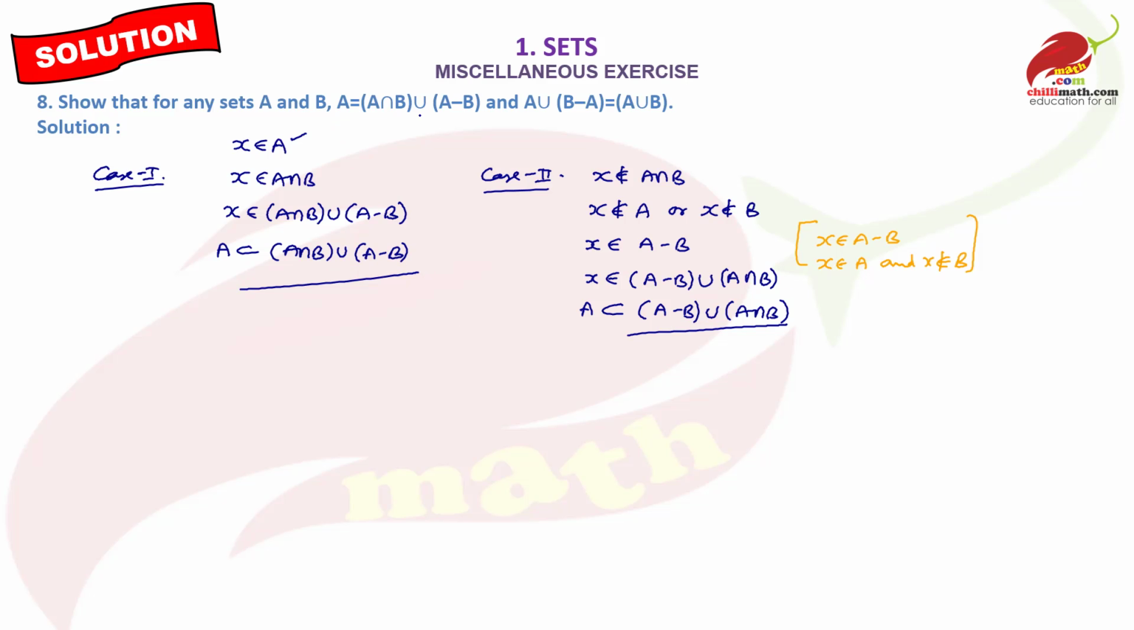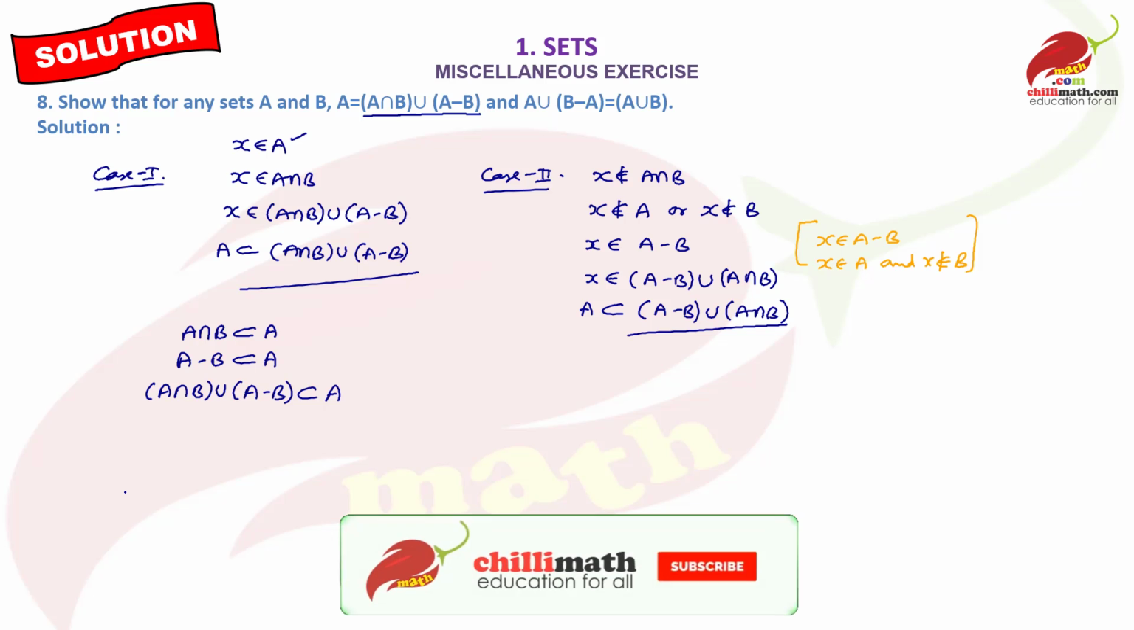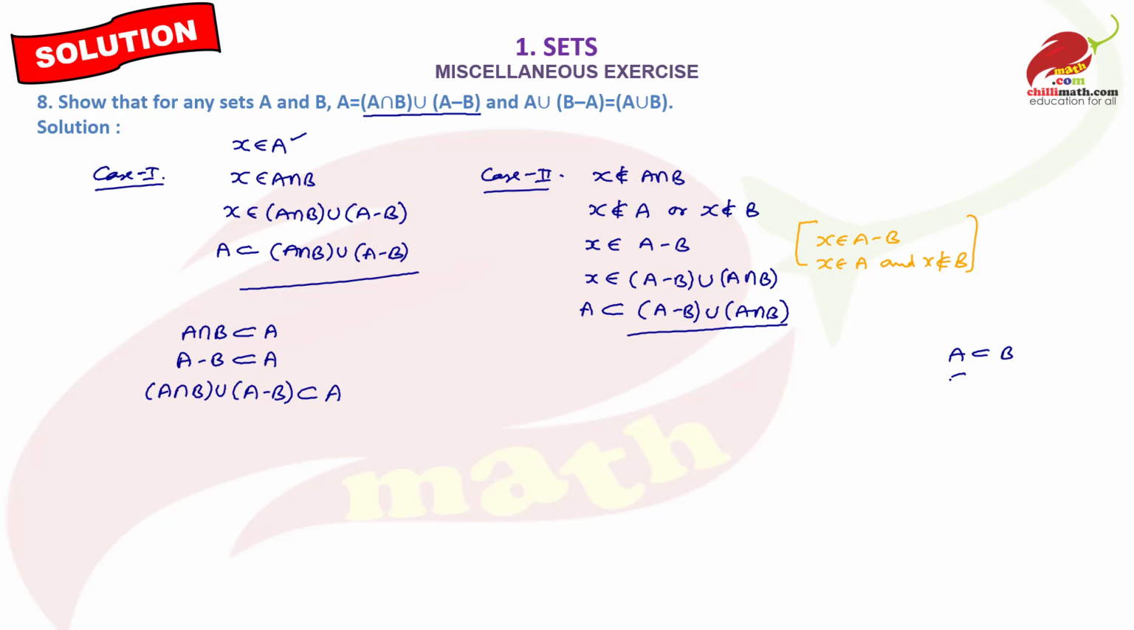Now to prove it to be equal, we need to prove that (A intersection B) union (A minus B) is a subset of A. To prove that, as we know, A intersection B is a subset of A. Also A minus B is a subset of A. Their union will also be a subset of A, because if A is a subset of B, and some C is also a subset of B, then A union C will also be a subset of B. So using that, we have written (A intersection B) union (A minus B) is a subset of A.